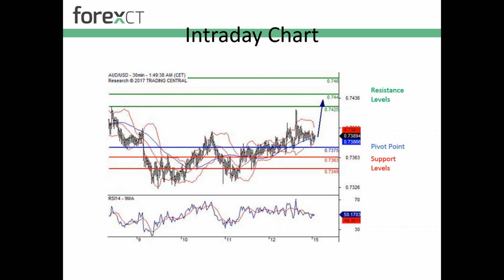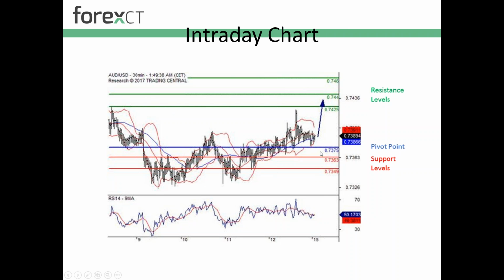Ideally, what you want to do with these trades is have a 3-to-1 risk to reward ratio. So for every dollar that you're risking, you're hoping to make at least 3 if the trade does go your way. In this case, your risk will be from 73.90 down to 73.60, and the reward will be from 73.90 all the way up to 0.7435.